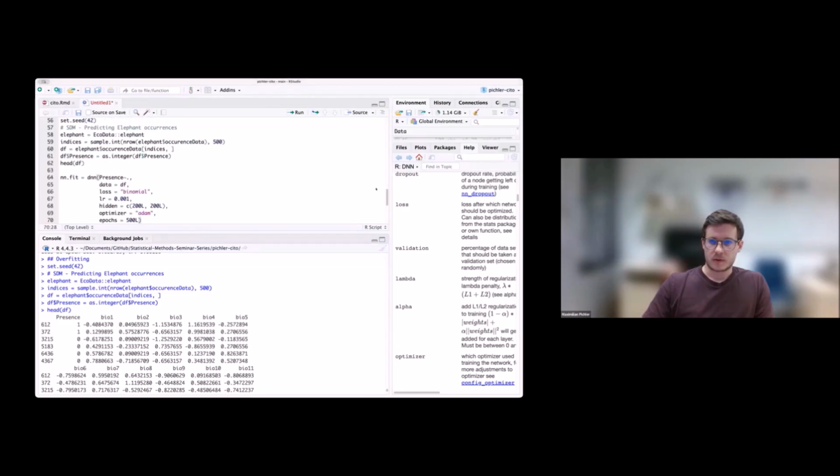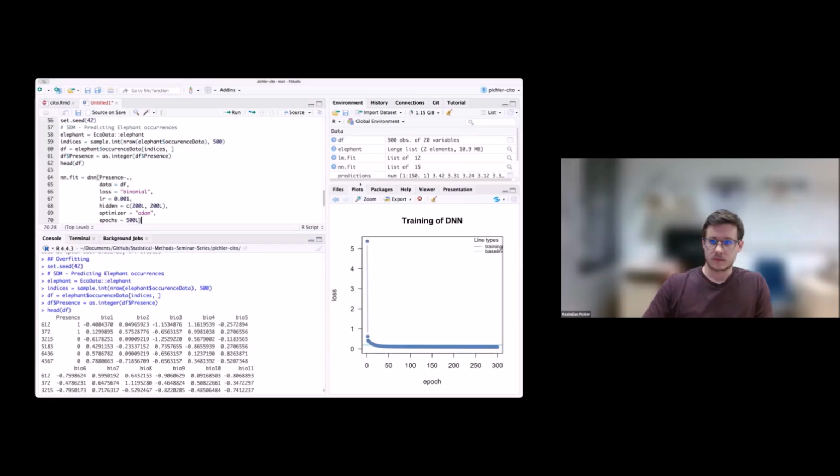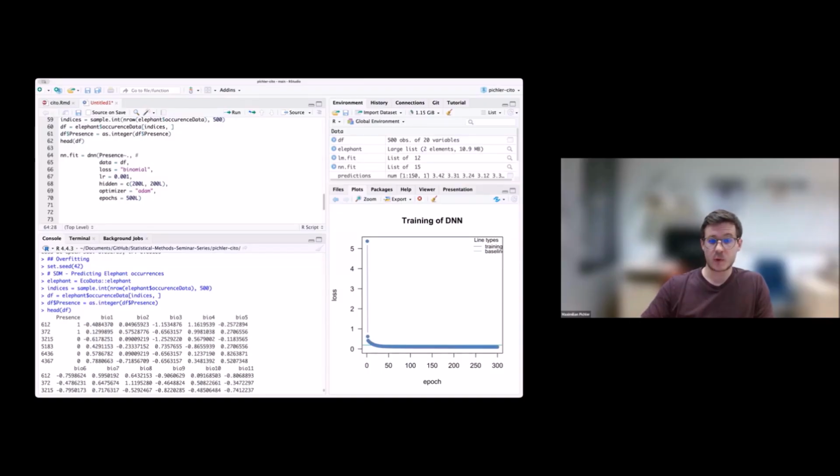And when we fit now our neural network here, again we're using this formula syntax, and here I'm using now this point on the right side of the formula. This just means that all predictors, so all 19 bioclim variables, should be used by cito as predictors. And then here I'm going to change the loss now to binomial. And then just to demonstrate that we can change the architecture, I'm going to use now two hidden layers, each with 200 neurons.